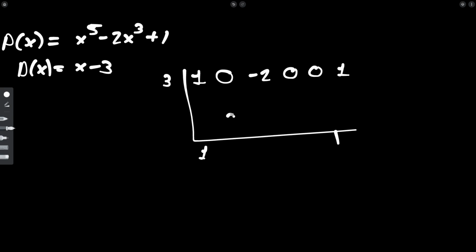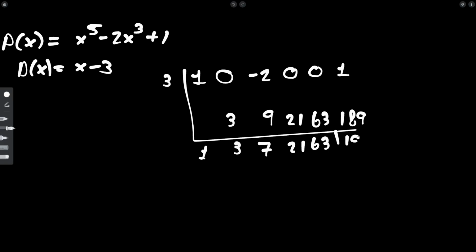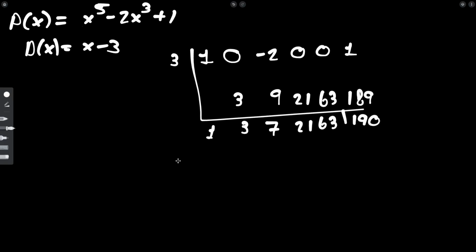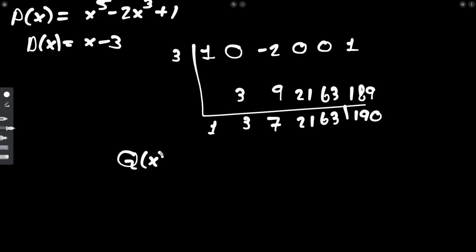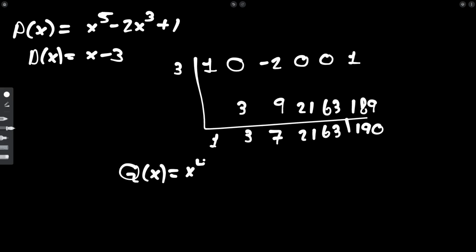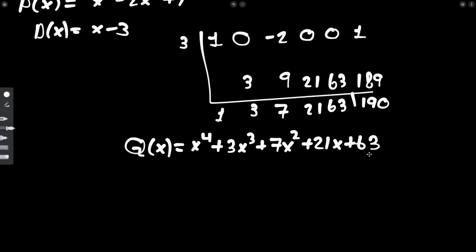You drop the 1, multiply by 3, that's 3. Multiply by 3, that's 9. That becomes 7 times 3, 21. 21, because it's 0, this becomes 63. 63. And then this becomes 189. And there you go. So now we know that our q of x is equal to x to the 4 plus 3x cubed plus 7x squared plus 21x plus 63.